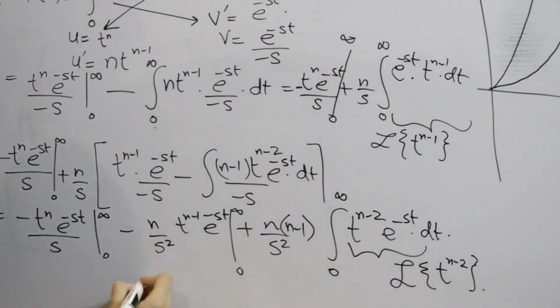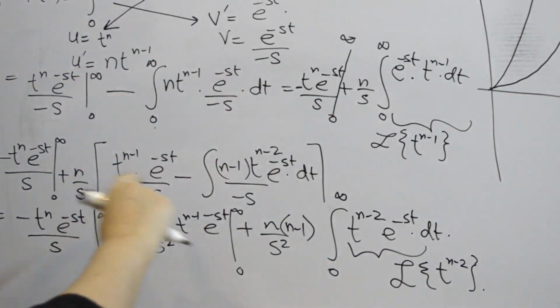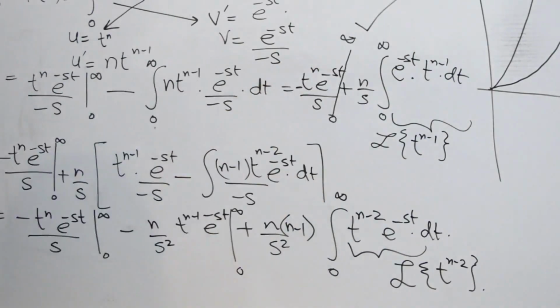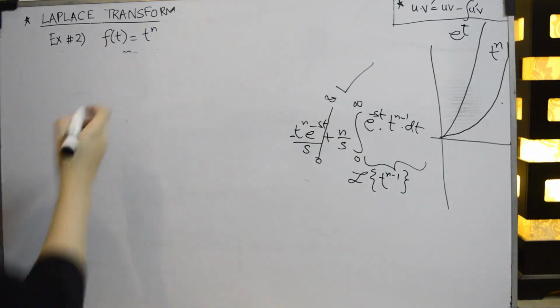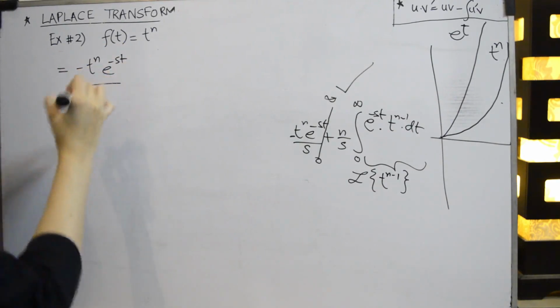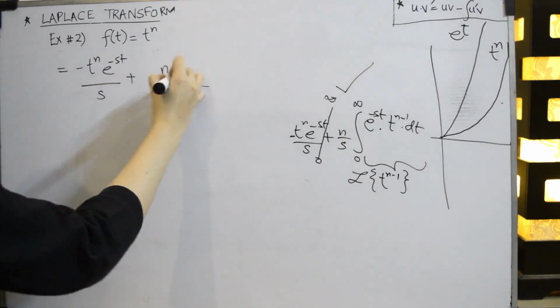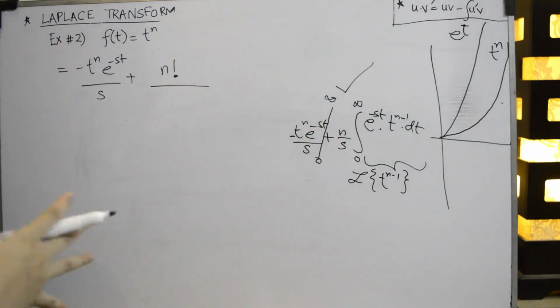So your denominator becomes, I will write only two terms. I will use this formula again, and we will generalize by using this formula. This formula says minus t to the power n e to the power minus st divided by s, plus n factorial divided by, if it is integrated by parts again and again, then it becomes n factorial, n into n minus 1, n minus 2 and so on, divided by s into s square into s cube and so on.